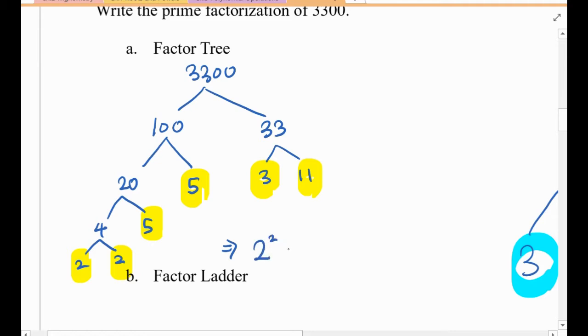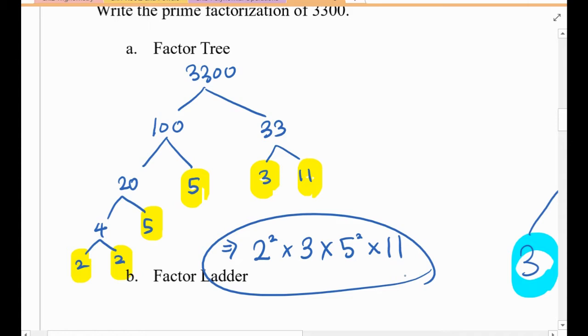2 squared. How many 3's do you have? Only 1. How many 5's do you have? 5 squared. How many 11's do you have? 1. Okay? So this is the prime factorization of 3,300.